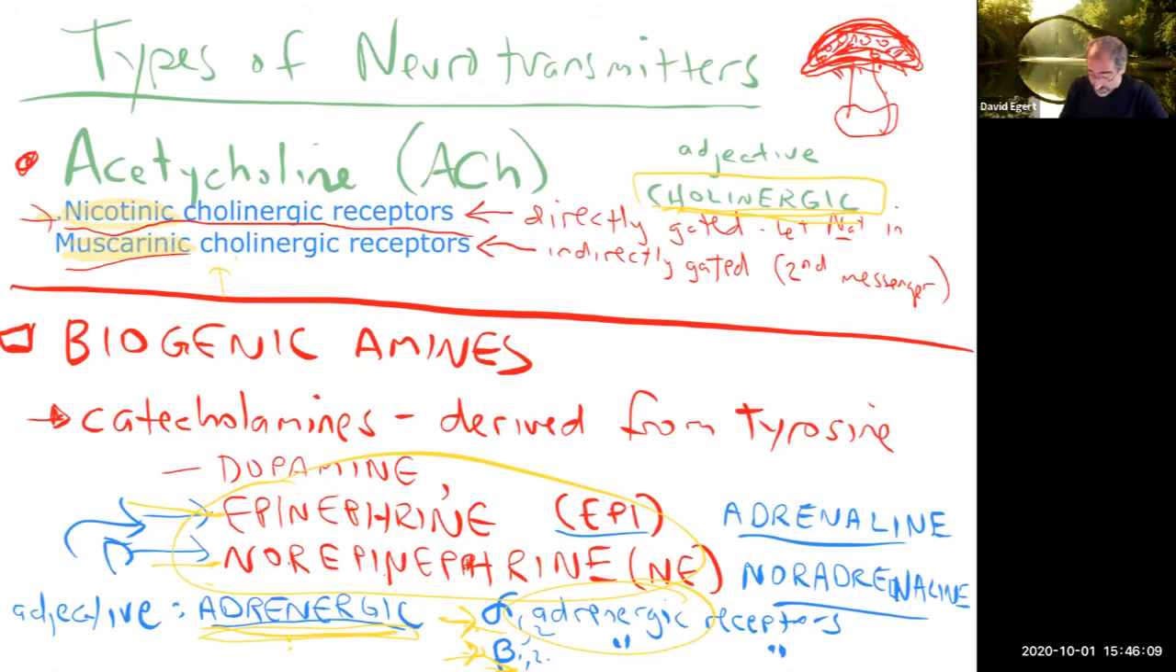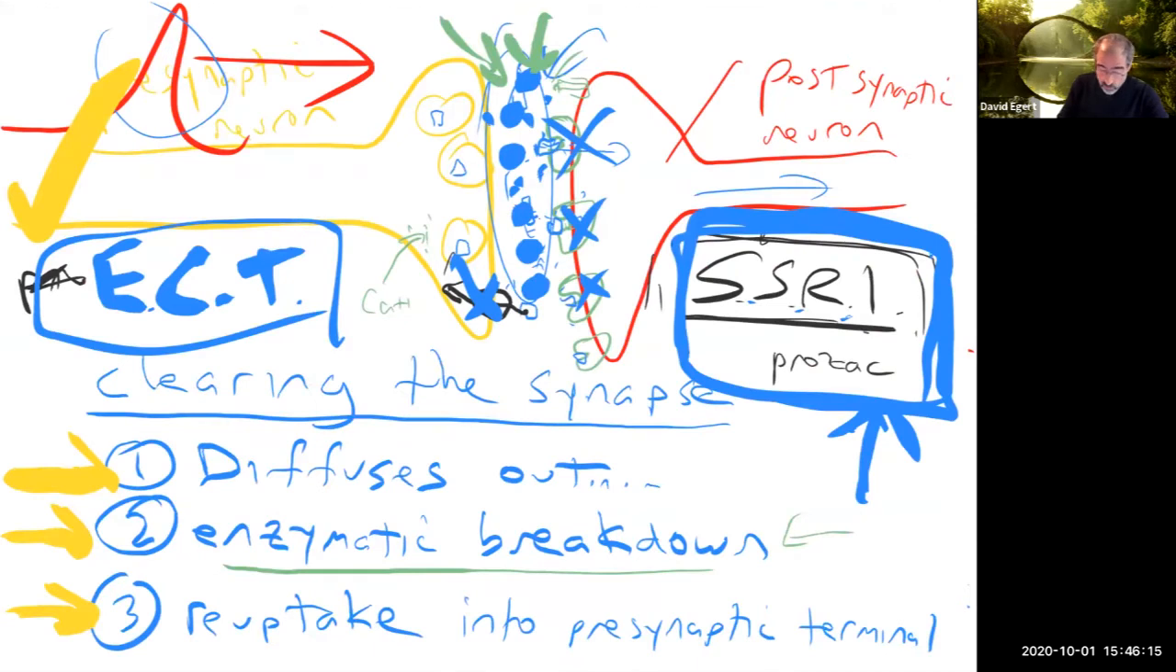Let's talk about that just briefly because I think it's important. Why might it make sense to actually have a presynaptic receptor? Why have a presynaptic receptor to the same neurotransmitter?